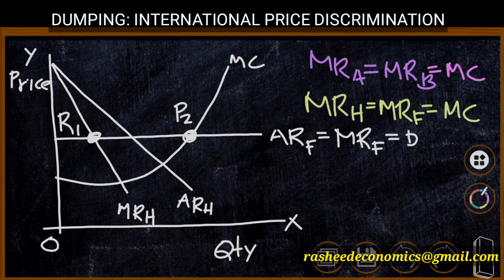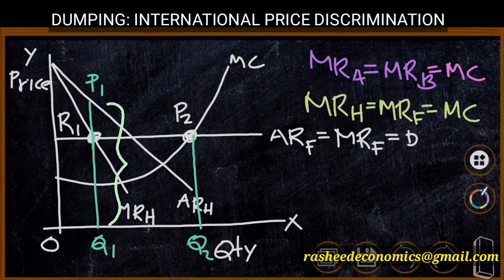Here OQ2 output is totally produced by the monopolist because at this point MC is equal to MR, and out of this OQ2, OQ1 output is allotted to the home market. The total output is OQ2. Out of this, OQ1 is allotted to the home market and Q1Q2 is allotted to the foreign market. The price charged in the foreign market is Q2P2 and the price charged in the home market is Q1P1. There are different prices in different markets.